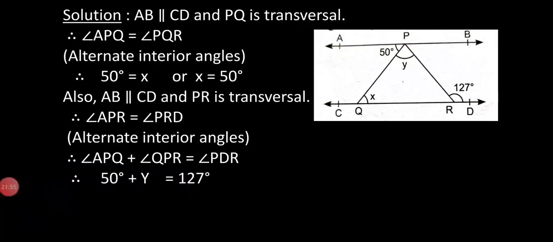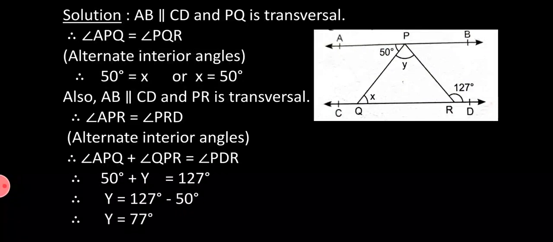Inserting the values, we get 50 degree plus y equal to 127 degree. Therefore y equal to 127 degree minus 50 degree. Therefore y equal to 77 degree.